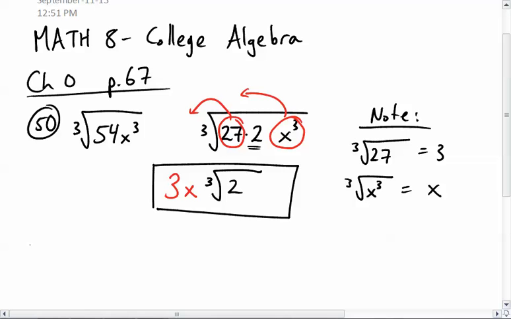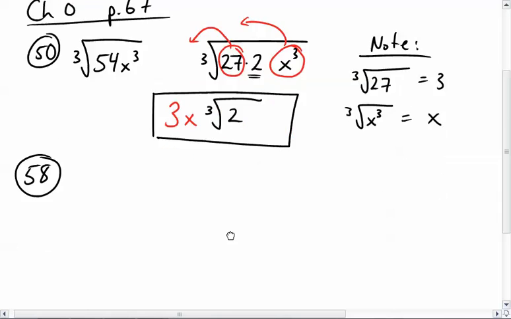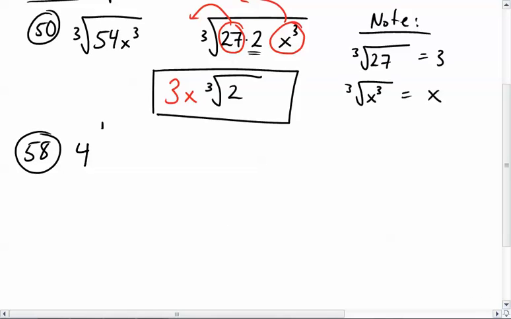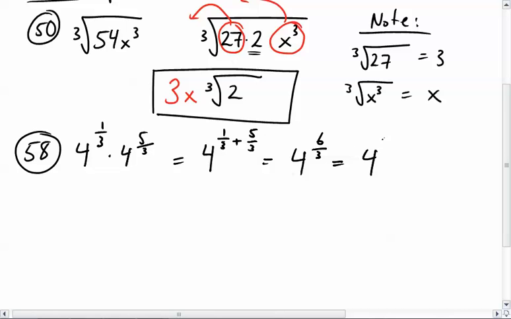For question 58, we have an exponent question. 4 to the power of 1/3 times 4 to the power of 5/3. When you have two powers with the same base multiplied, you can add their exponents. So we'll add 1/3 and 5/3, keep the base the same. When you have a common denominator, we can keep the denominator the same and just add the numerators. 1 plus 5 is 6. And 6 divided by 3 is 2. So 4 to the power of 2 is 16.